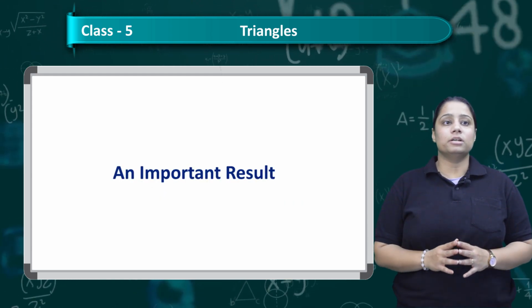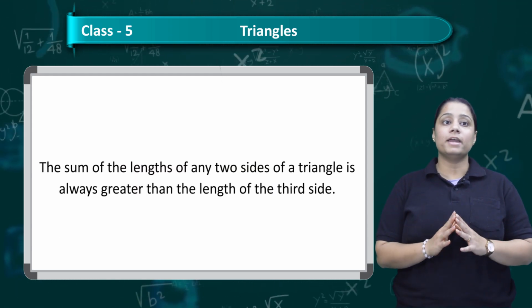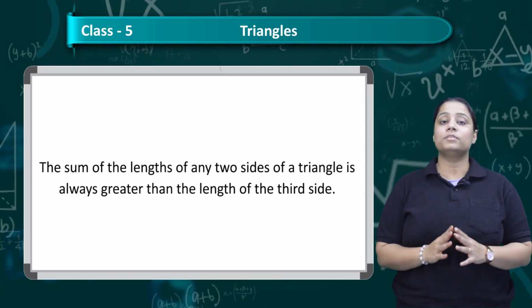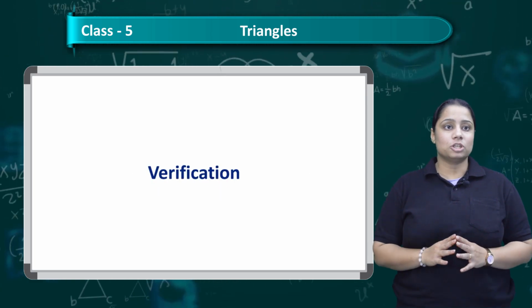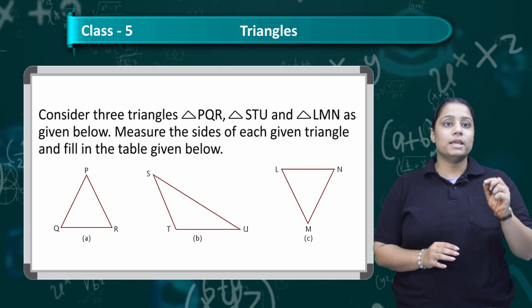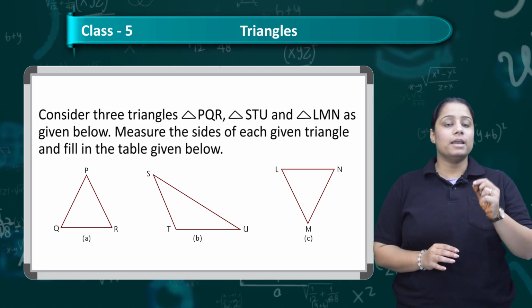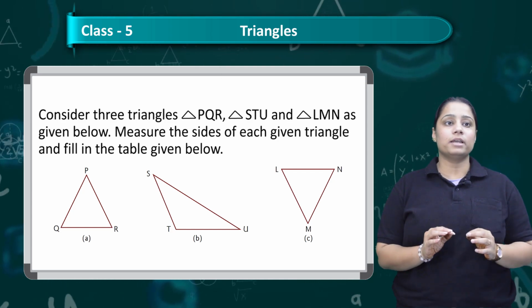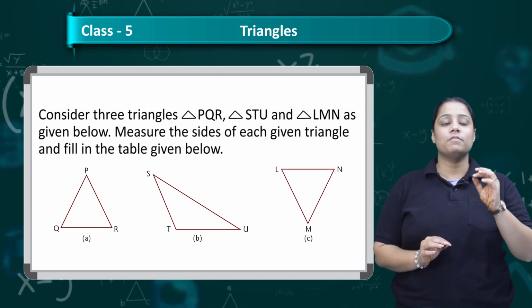An important result. The sum of the lengths of any 2 sides of a triangle is always greater than the length of the third side. Verification. Consider 3 triangles, triangle PQR, triangle STU and triangle LMN as given below. Measure the sides of each given triangle and fill in the table given below.